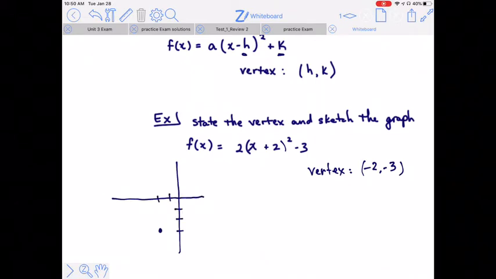So -2, comma -3, there's the vertex. And then if we wanted to keep track of the points, we have -2, comma -3. That's one of the points on our graph. I'm going to figure out where the graph is when x equals -1. So if I plug a -1 in for x, -1 plus 2 is 1. 1 squared is 1. 1 times 2 is 2. And 2 minus 3 is -1. So when x equals -1, y is -1. So there's a point on the graph there. And because of symmetry, that point gets reflected over to here.